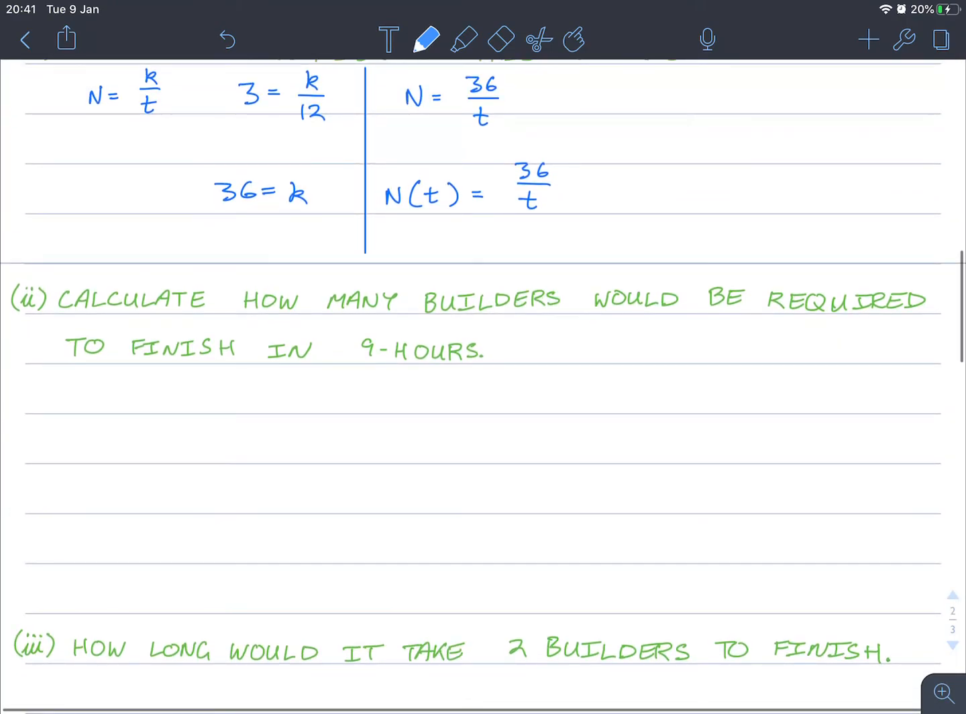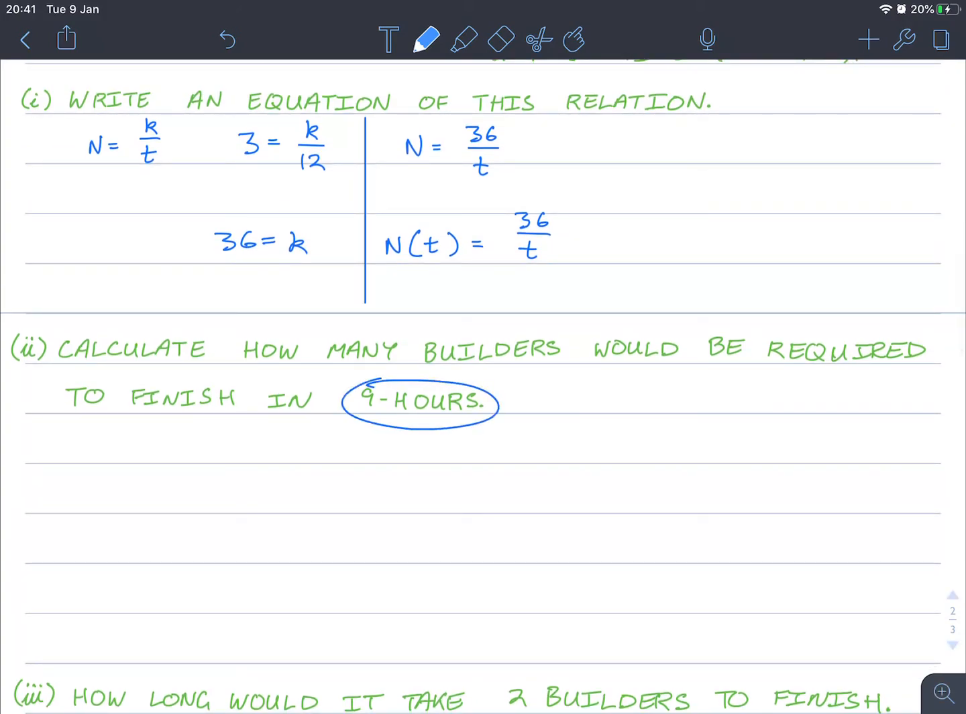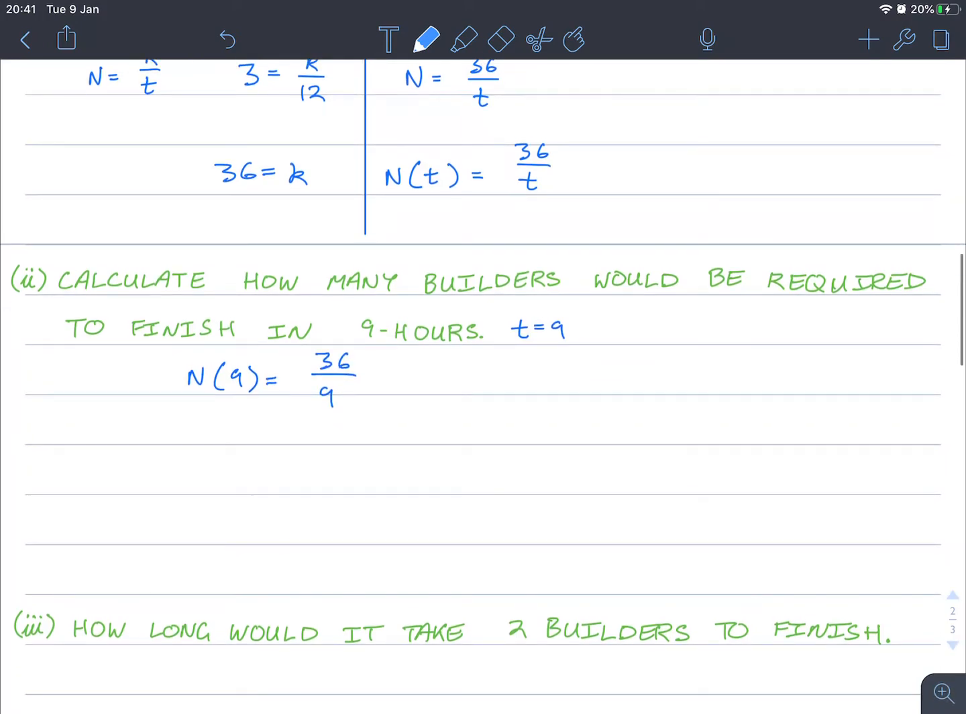Calculate how many builders would be required to finish in 9 hours. We're being told t is equal to 9. So n of 9 is equal to 36 over 9. n will be equal to 36 divided by 9, which is 4 builders.